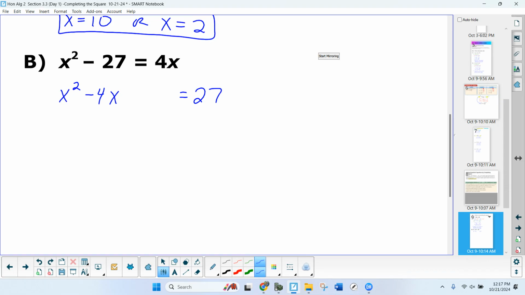Ready? Half of B, negative 2. And you're going to add what? Negative 2 squared. Whatever you do to one side, do the other. What does this side factor into? X minus 2 squared. What do you get over here? It's 27 plus 4, 31.